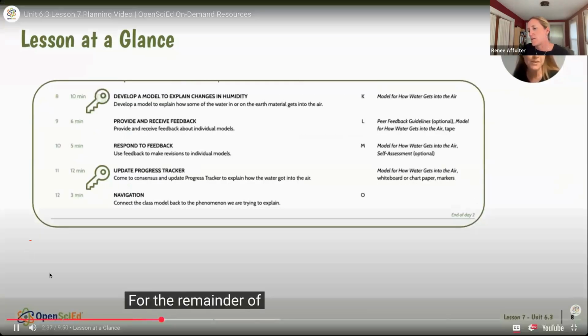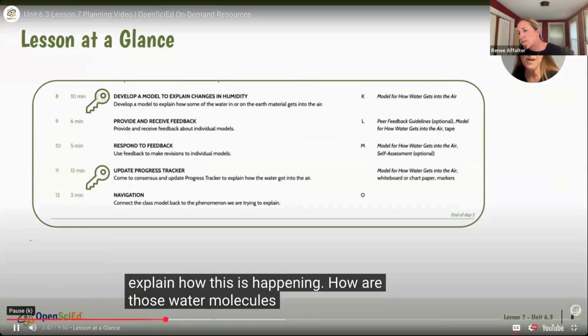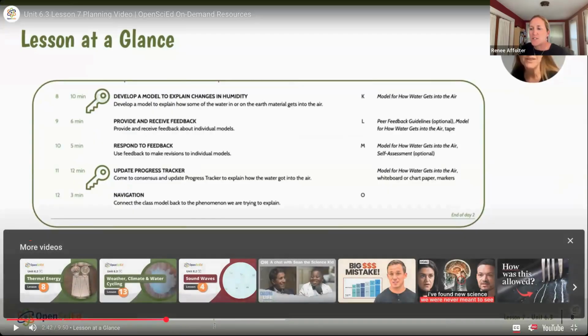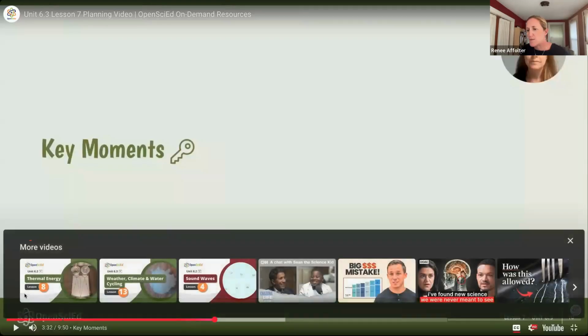For the remainder of day 2, we work to explain how this is happening. How are those water molecules? I'm going to fast forward us a little bit to the key moments so you can see that section where she's going to highlight specific moments in the unit.